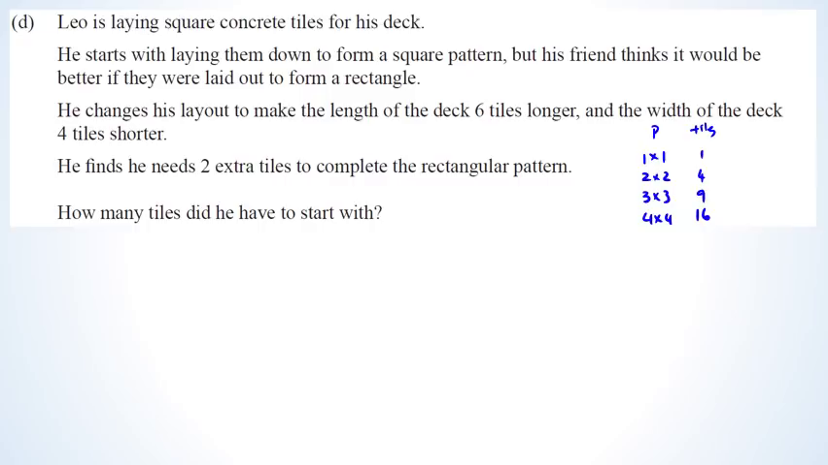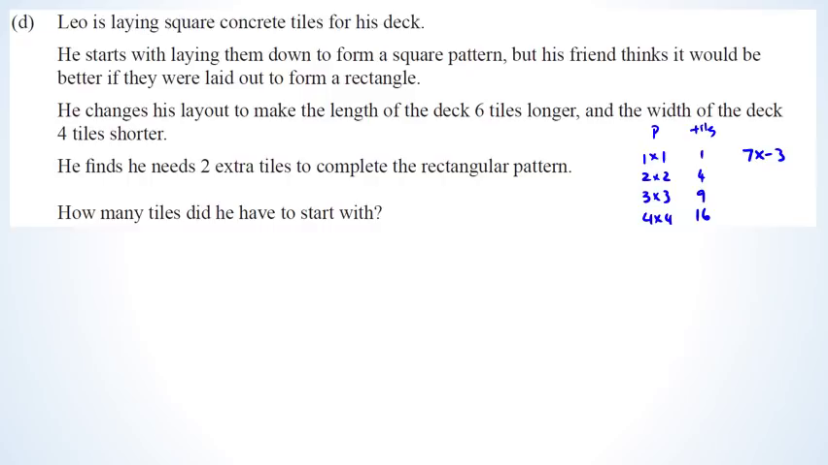and onwards. But because he changes his layout to make the length 6 tiles longer and the width of the deck 4 tiles shorter, if I look at pattern number 1, it's no longer going to be 1 times 1. Because the length is 6 tiles longer, it'll become 1 plus 6, which is 7, multiplied by the width of the deck being 4 tiles shorter, so 1 minus 4 is negative 3.